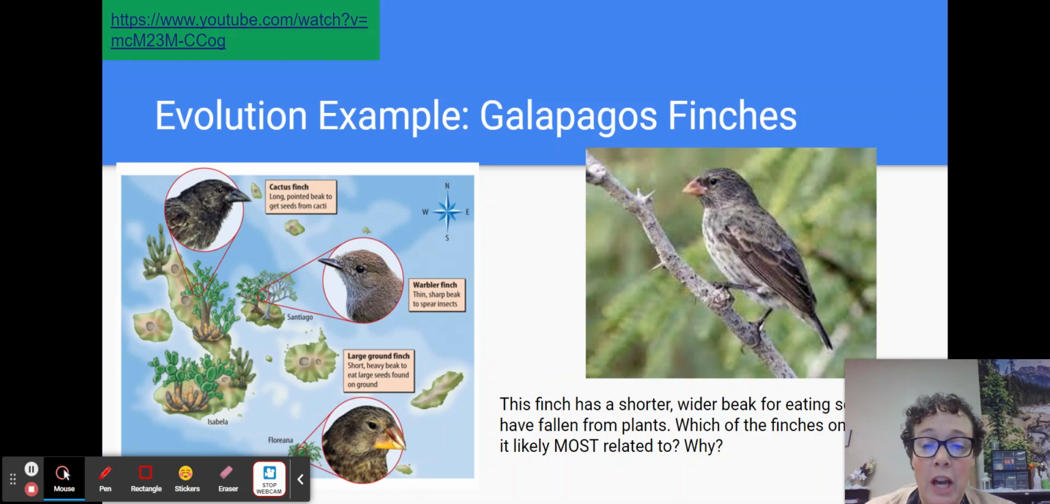So let's look at some morphological traits. This finch has a shorter, wider beak for eating seeds that have fallen from plants. Which of the finches is it most likely related to and why? So if we look at this finch, we're going to see that this finch is probably most likely related to, this is a medium ground finch. If we look at the image on the left, well, looking at morphological traits, I think that this bird is probably most related to the large ground finch. Notice that its beak is of a similar shape and size.